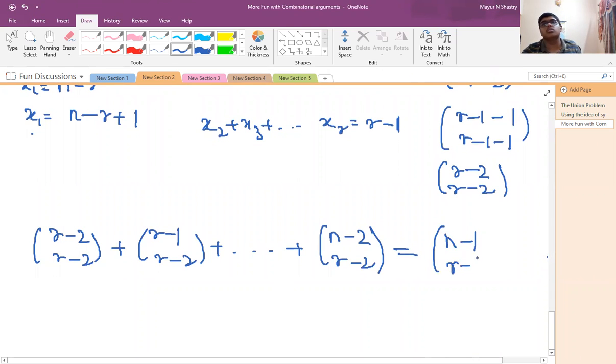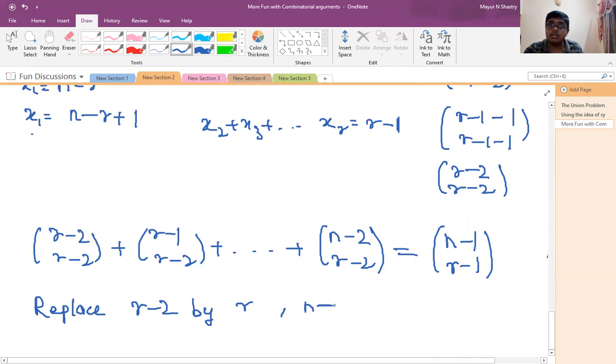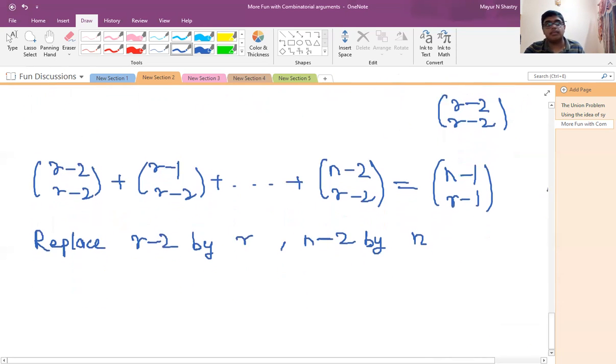We are very close, and actually we are almost done. So the next step is do this, that's all. Replace r minus 2 by r, because if it's true for r minus 2, it's obviously true for r as well. Here, just substituting r as r plus 2, you get that. So replace r minus 2 by r, and also replace n minus 2 by n. So what do we get?